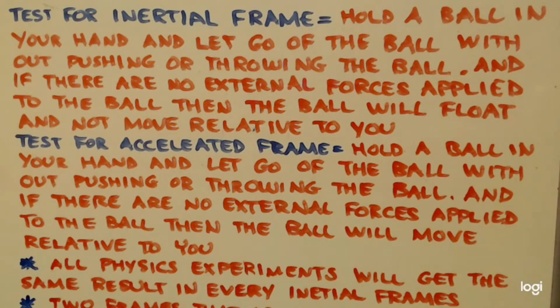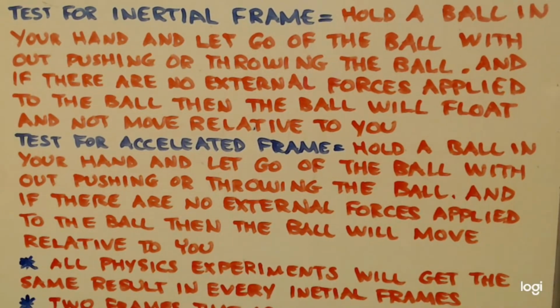Now, how do you test to know if you're in an inertial frame? You hold a ball in your hand and you let go of the ball without pushing or throwing the ball. And if there's no external forces applied to the ball, like you hitting it, the ball will just float there and not move relative to you. So if the ball just floats there, you can't be hitting the ball or smacking the ball. That's what I mean by external forces. The ball will float there and not move relative to you.